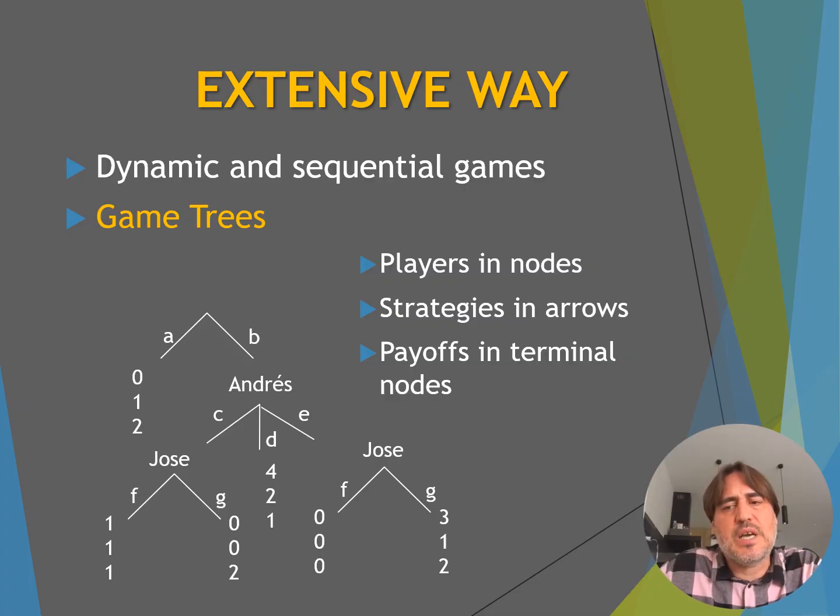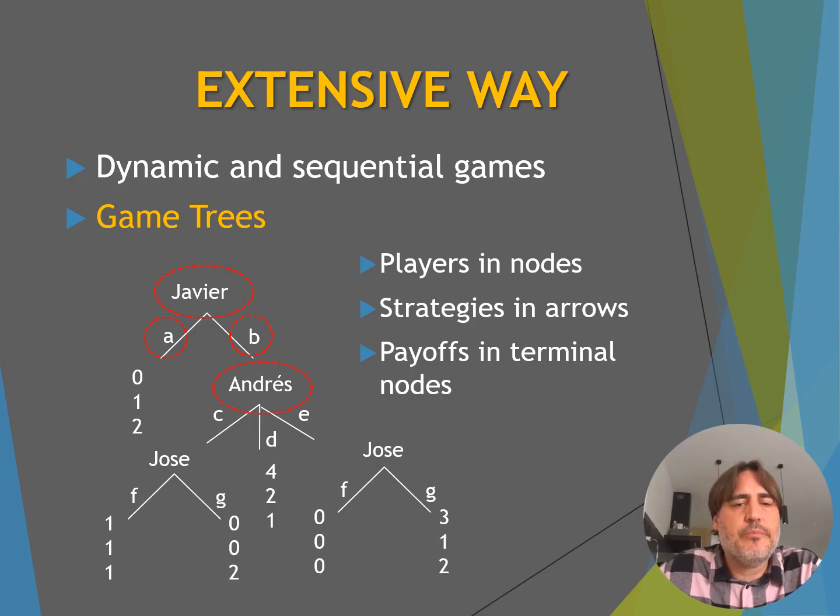Suppose we have a sequential game where players make decisions not simultaneously but consecutively. Javier decides first and has two possible strategies or alternatives, A and B. If he plays A, the game ends. If he plays B, then it is Andres' turn. This player has three possible strategies: C, D, or E.